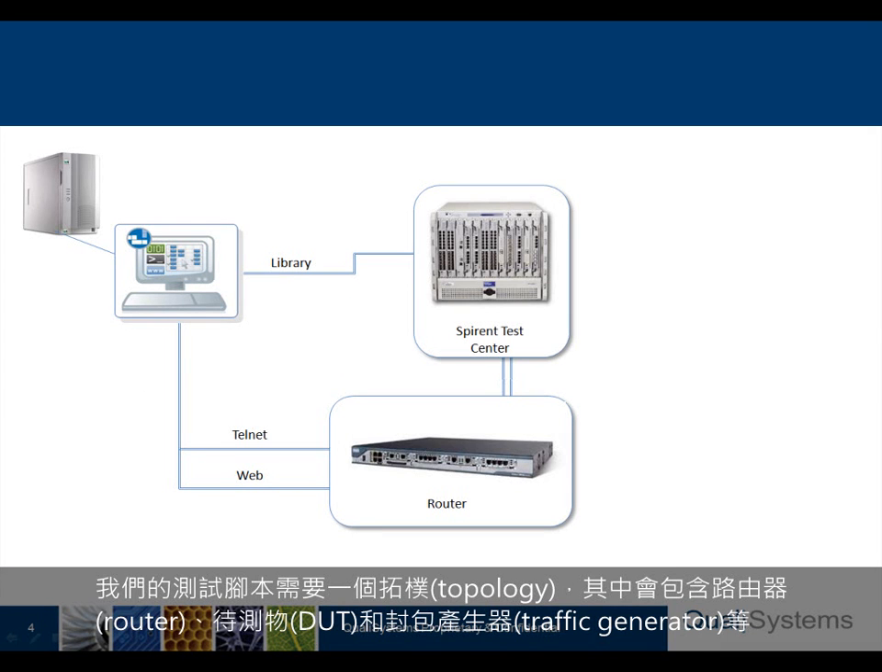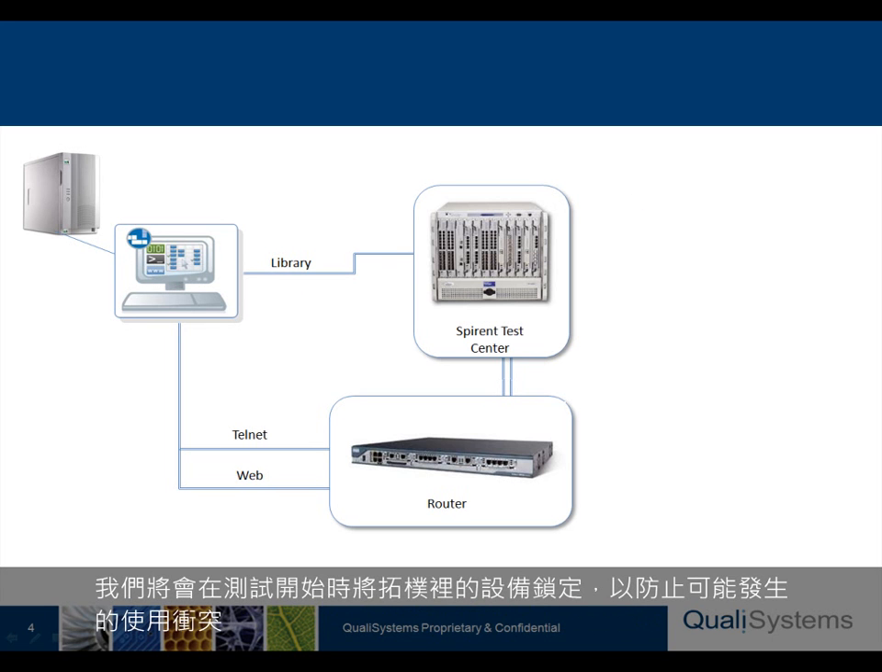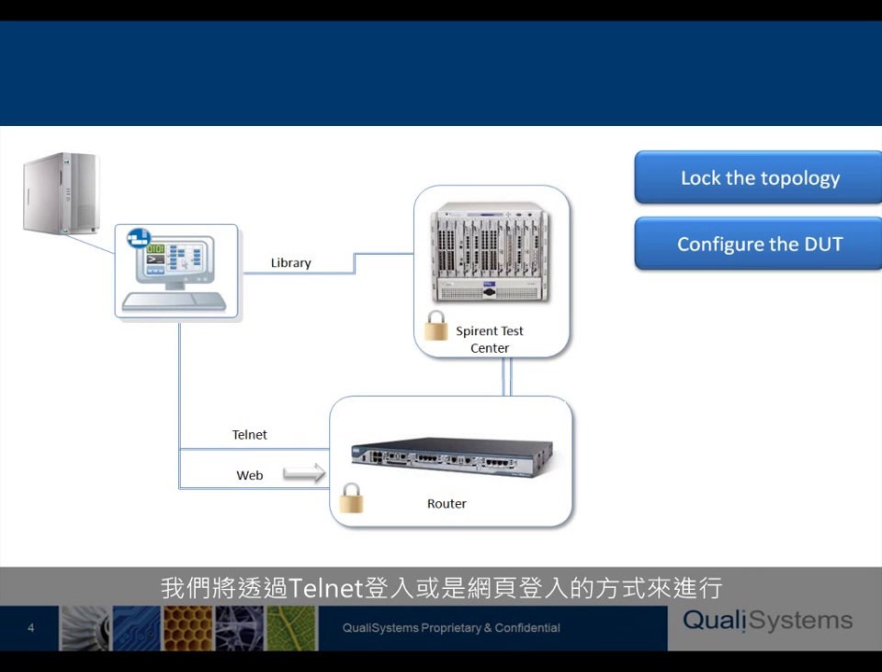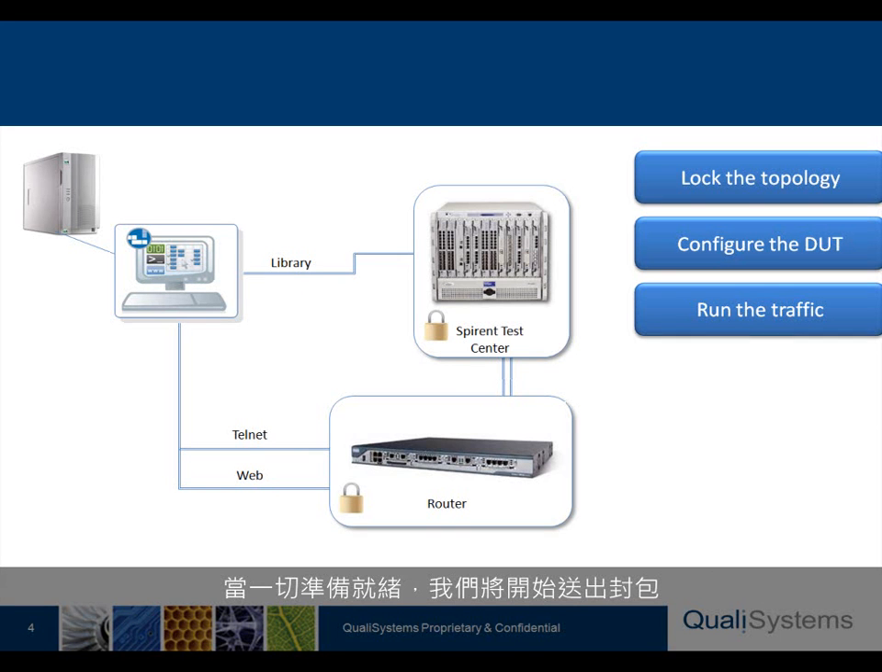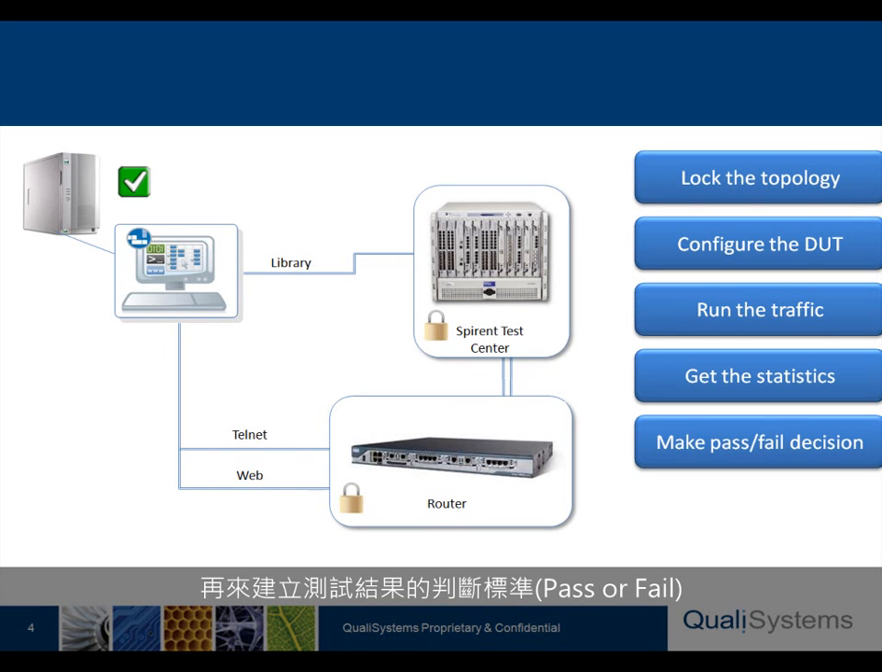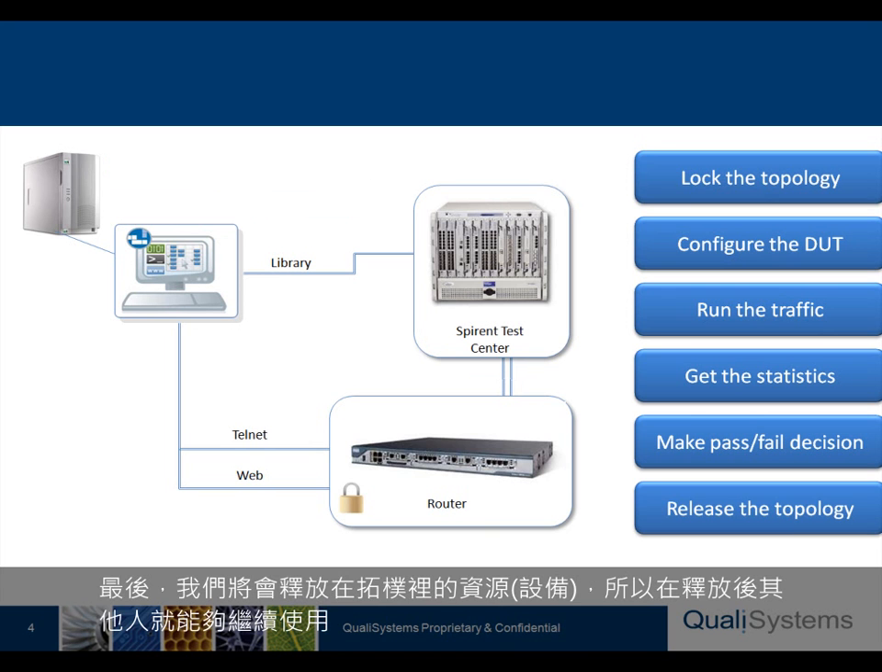Our test scenario requires a topology, which consists of a router, which is the device under test, and a traffic generator. We will begin with locking the topology to avoid conflicts. Our next step is to configure the device under test, which we would like to do by telnet and web access. Once everything is ready, we would like to run the traffic, get the statistics, and make a pass-fail decision. Finally, we would like to release the topology so other people can use it.